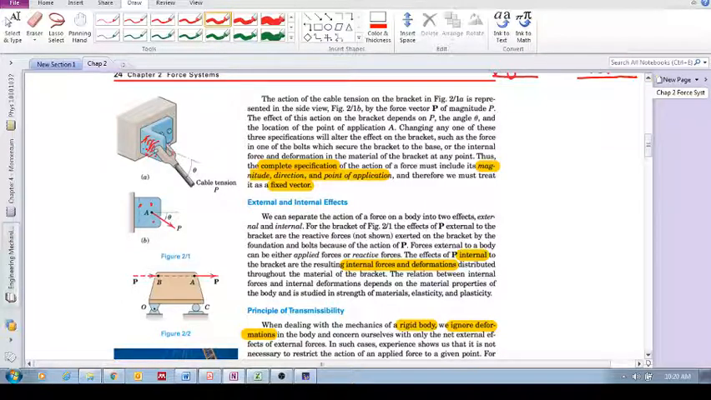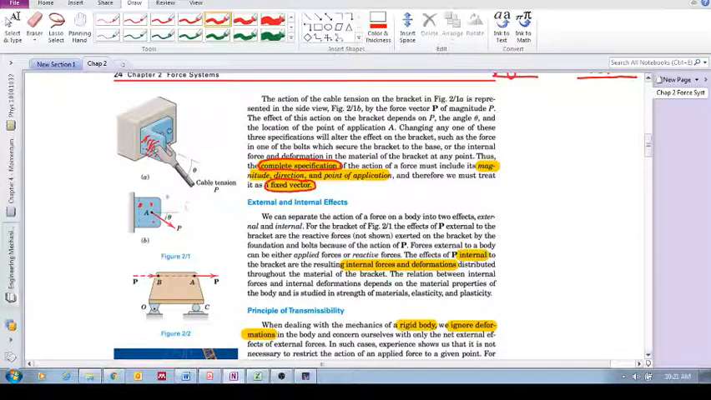So, if we want to know exactly what's happening internally to this structure, if we want the effect that it has on those bolts, for example, then we need a complete specification of the action of the force. What do we mean? We mean that we need to define its magnitude, its direction, and its point of application. It's a fixed vector. If we change any of these three items, you can imagine it will change what's happening on the inside. If you apply this force P at that point, you can imagine it will change what's happening on the inside.